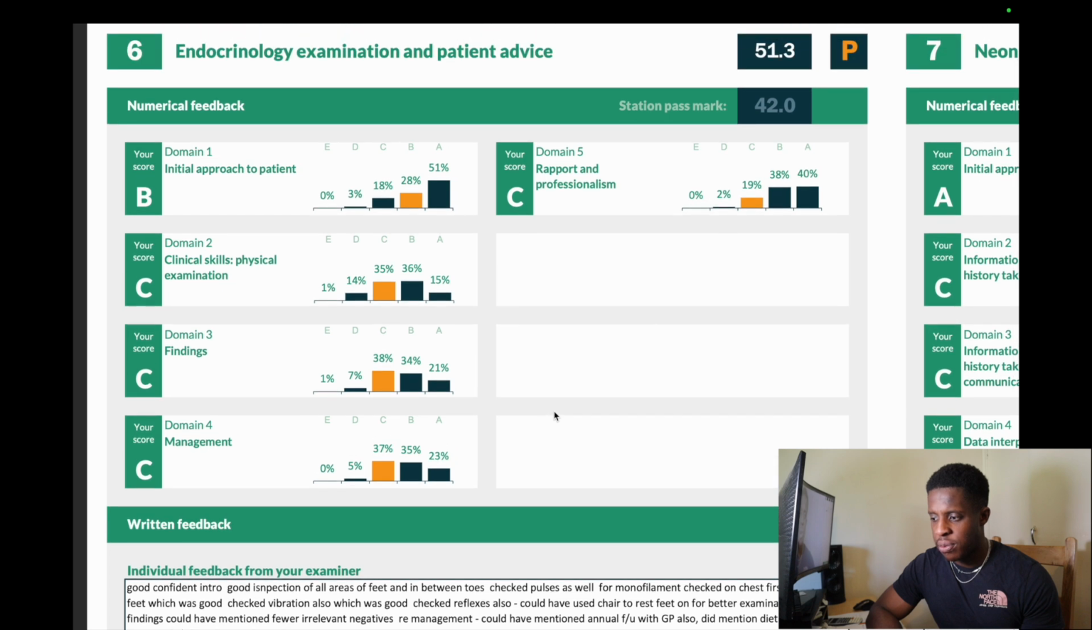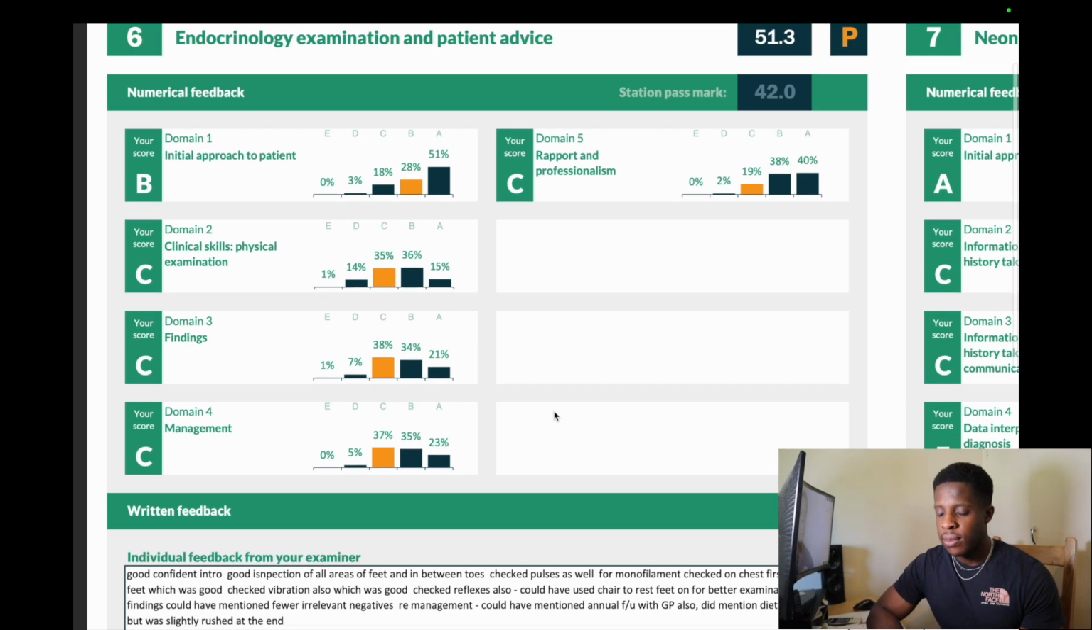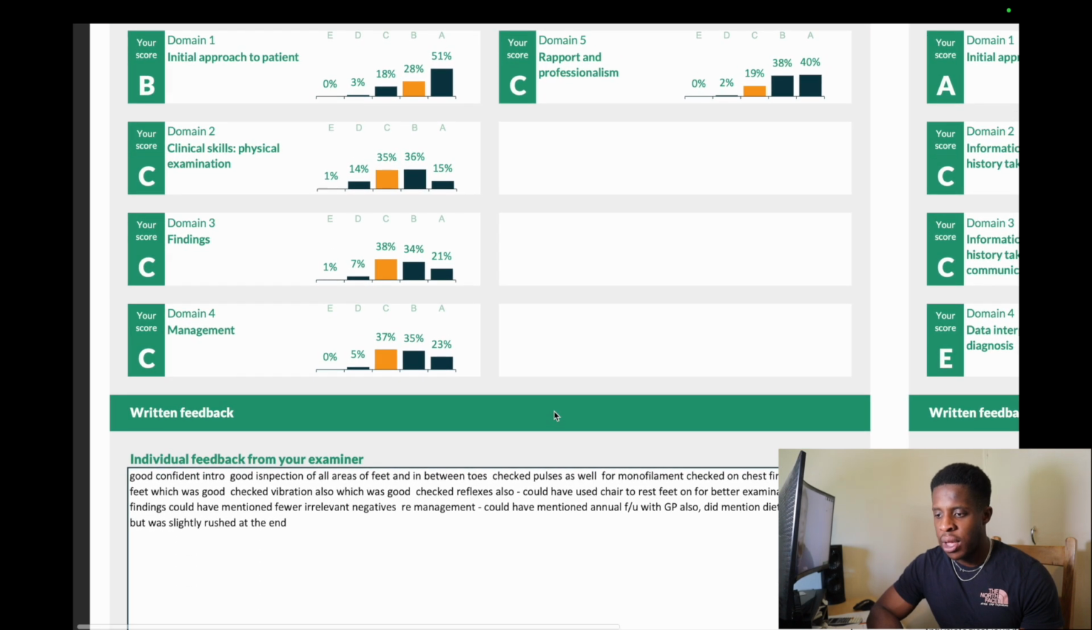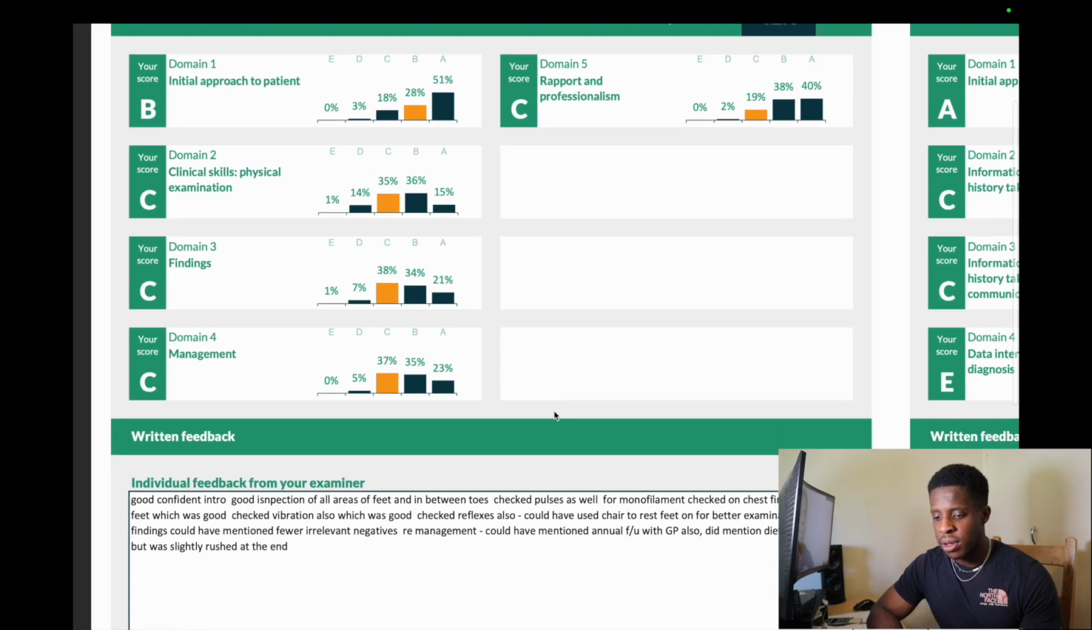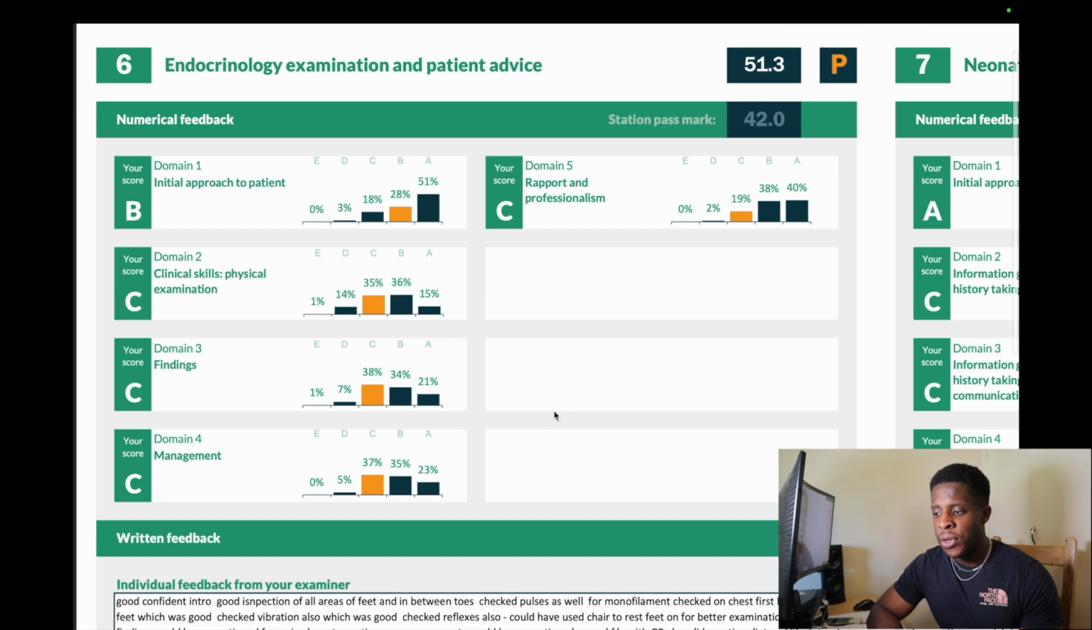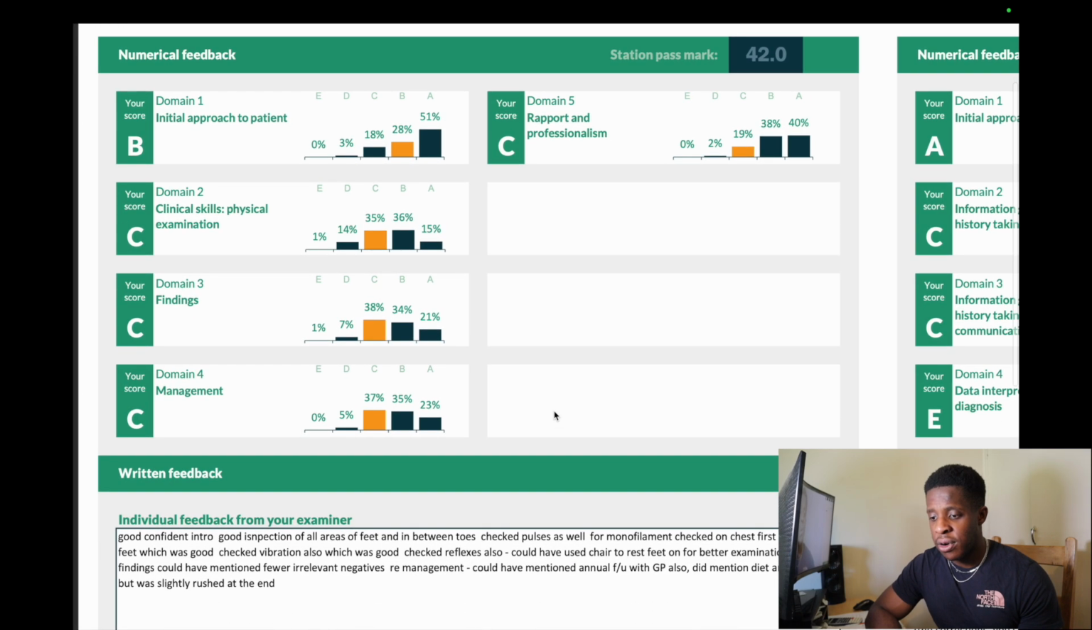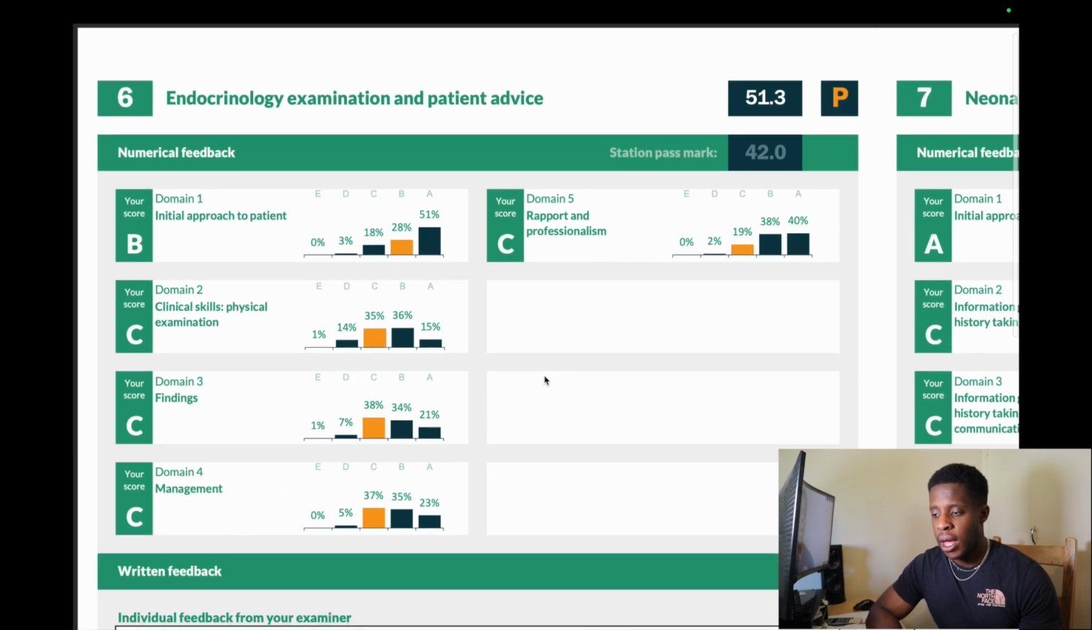Endocrinology examination and patient advice. Okay, yes, this was an endo exam, and they brought up a diabetic foot exam, which we've never really been taught before. We thought it would be a thyroid exam, but our university likes to surprise us. So what do we have here?